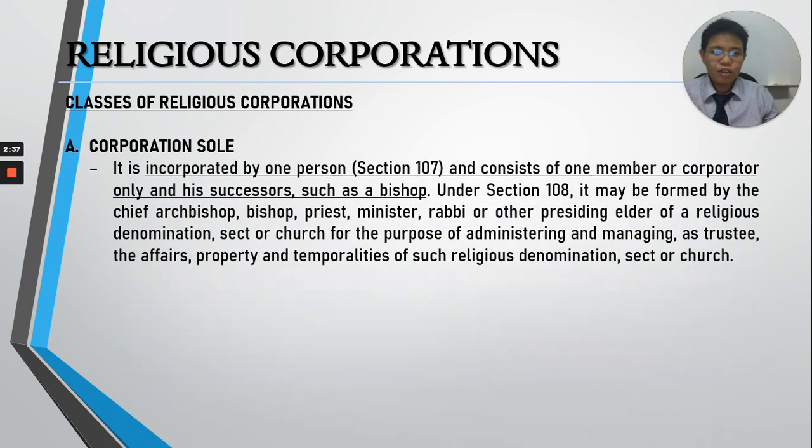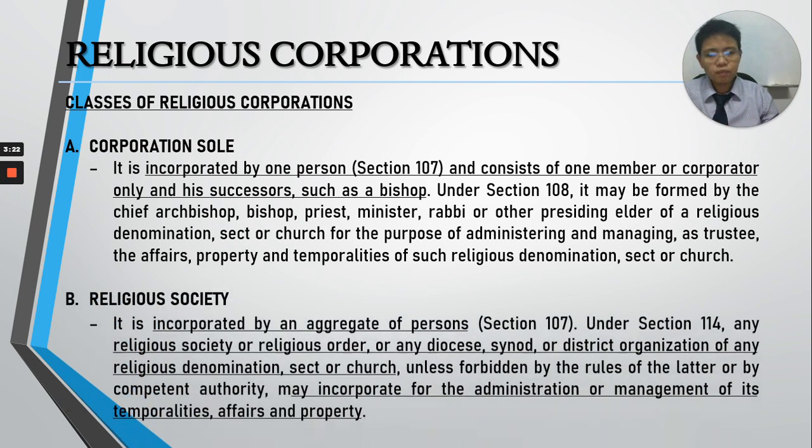So anyway, corporation sole, remember, it consists of one member or corporator only, isa lang, and his successor. So, bishop, kung namatay yung bishop, yung successor niya will comprise yung corporation sole. Persons who may form yung corporation sole: archbishop, bishop, priest, minister, rabbi, or other presiding officer, elder of a religious denomination, sect, or church. And again, yung corporation sole is incorporated for the purpose of administering and managing as trustee the affairs, property, and temporalities of such religious denomination, sect, or church.